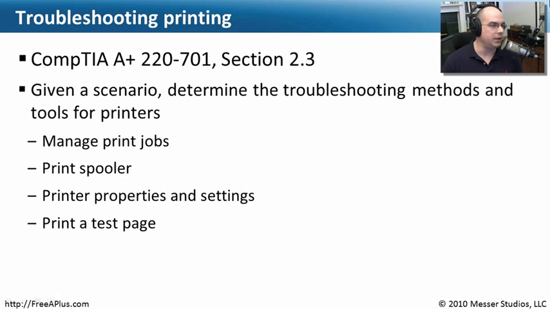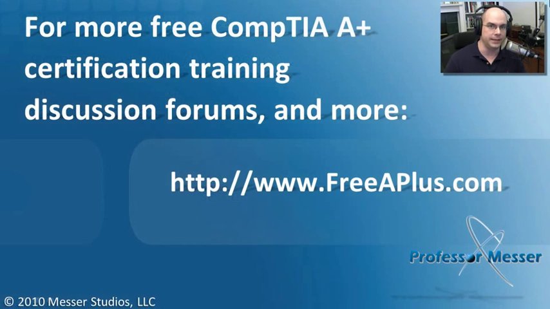Well, that covers what we need to know for our troubleshooting printing section 2.3 from our 220-701. We now know how to manage print jobs. We can use the print spooler. We've looked at our printer properties and our settings, and we've printed a test page.